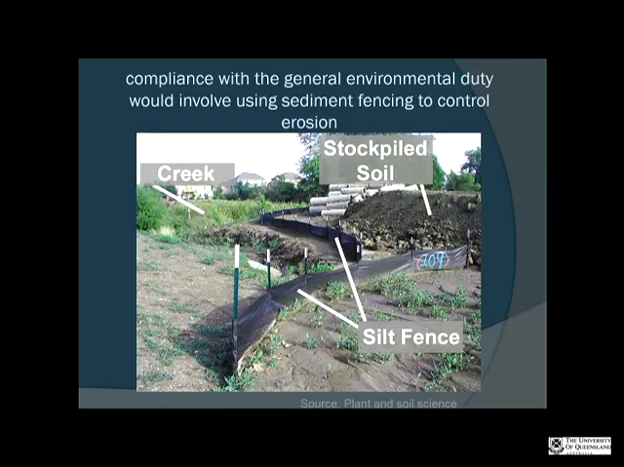So what would this look like in today's case study? It would look a little bit like this. We see a silt fence, which would stop this stockpile of soil from running off the site in heavy rain into the adjacent creek. Okay? It's almost a no-brainer, except for the number of times I drive past construction sites and shake my head at the fact that this isn't in place.